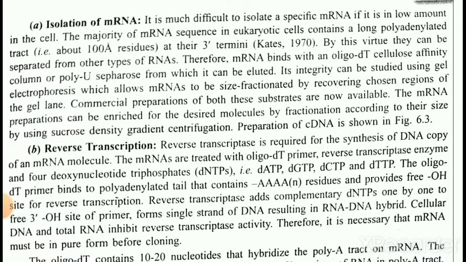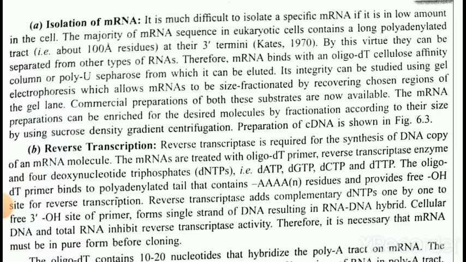A. Isolation of mRNA. It is much more difficult to isolate a specific mRNA if it is in low amount in the cell. The majority of mRNA sequences in eukaryotic cells contain a long polyadenylated tract at their 3' termini. By this virtue they can be separated from other types of RNAs. Therefore, mRNA binds with an oligo-dT cellulose affinity column or poly-U Sepharose from which it can be eluted. Its integrity can be studied using gel electrophoresis, which allows mRNAs to be size fractionated by recovering chosen regions of the gel lane. Commercial preparations of both these substrates are now available.